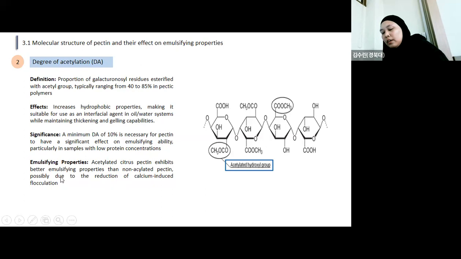And here, on the emulsifying properties, one study says that acylated citrus pectin exhibits better emulsifying properties than non-acylated pectin. This is probably due to the reduction of calcium-induced flocculation.